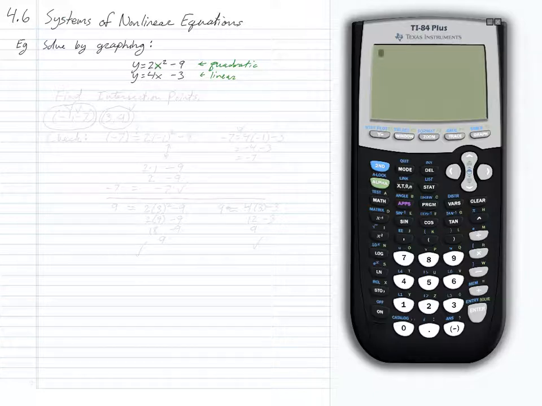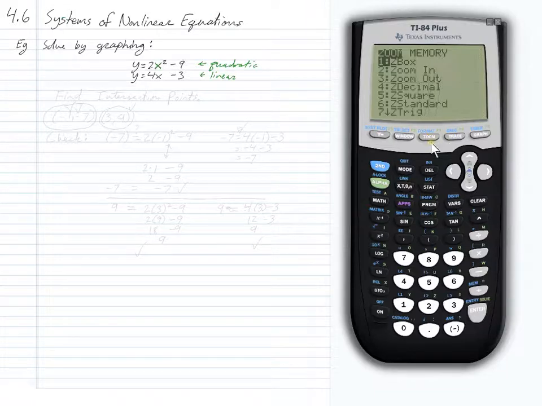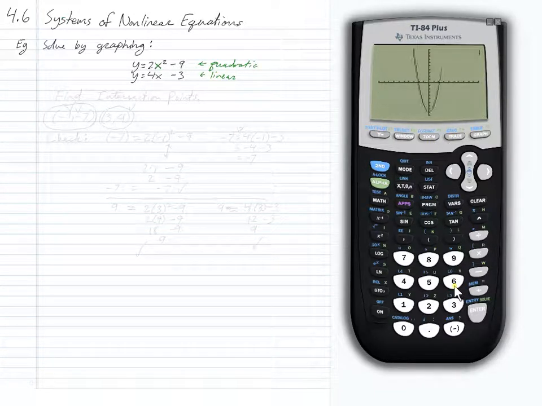If we type in each of these functions, they're already in terms of y, so we can just type 2x squared minus 9 in for y1, and 4x minus 3 in for y2. And if we hit graph, we are going to see that we have a parabola and a line. That's not surprising. We know the basic shapes that these two curves will take. And the solutions to this system are going to be points which are solutions to each equation, just like before. So what we are interested in finding is the points which lie on both curves, in other words, the intersection points.